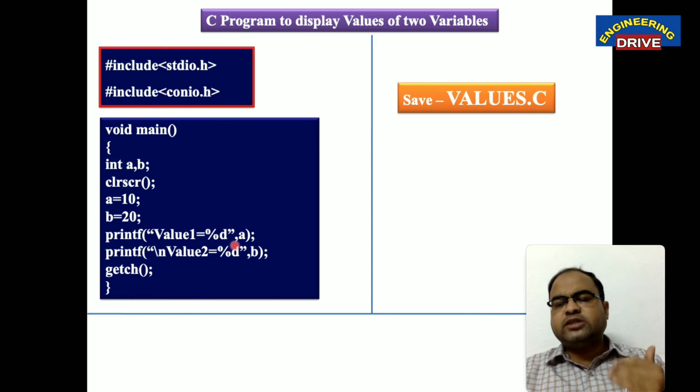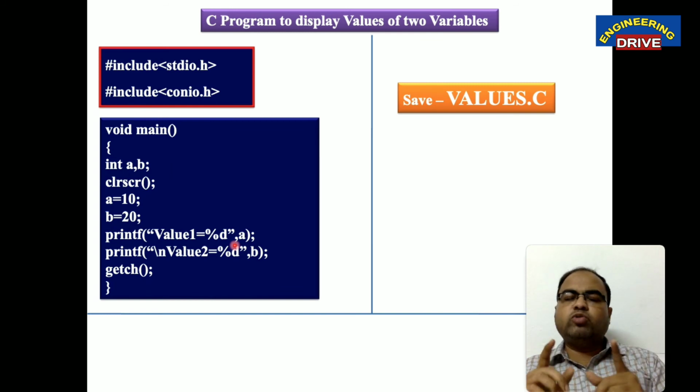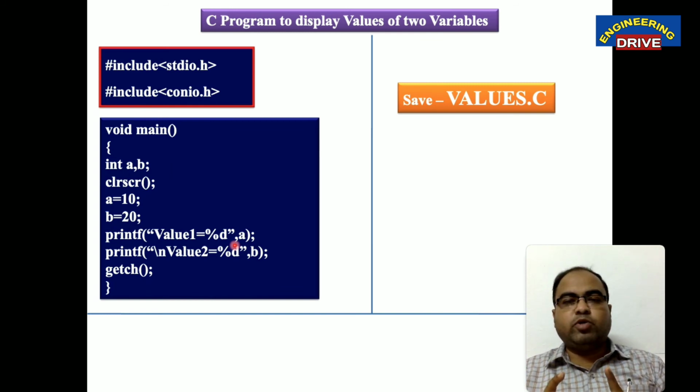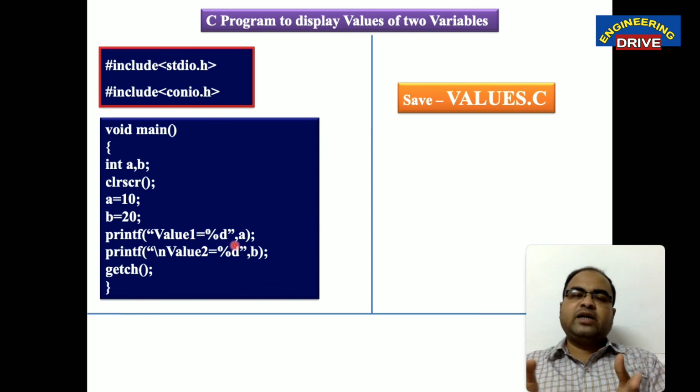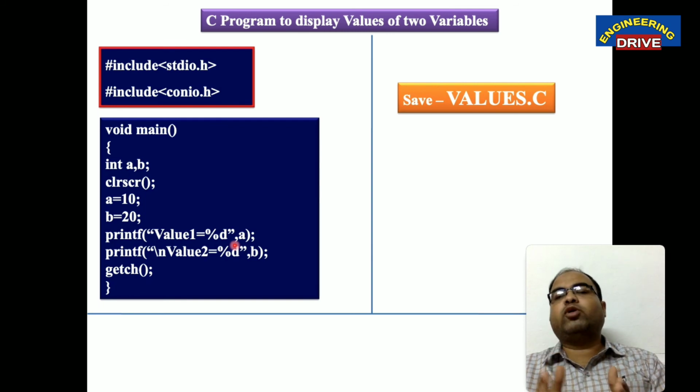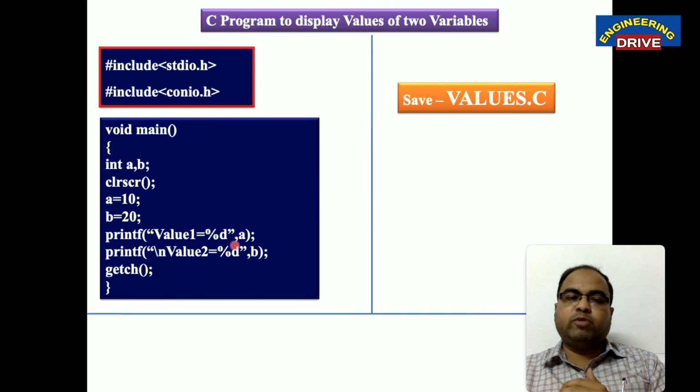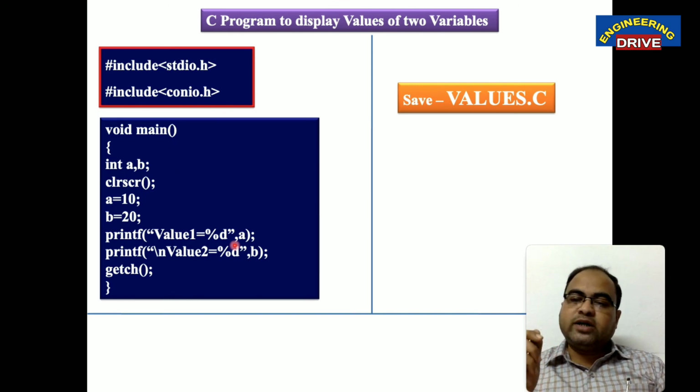Dear students, try to give different names to your programs. Don't give the same name for all the programs. If you give the same name for all the programs, the previous programs will be overwritten. They will be erased and the new program will be saved. In this way, at the end you will have saved only one program. So give every program a different name depending on the purpose and requirement of the program. In my case I have given the name values.c.